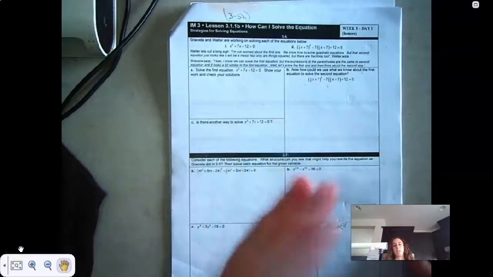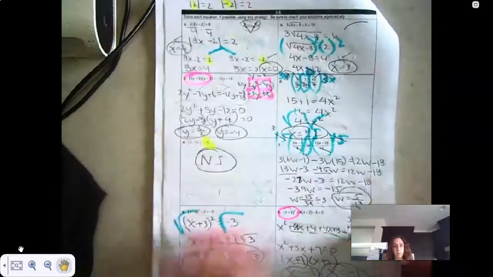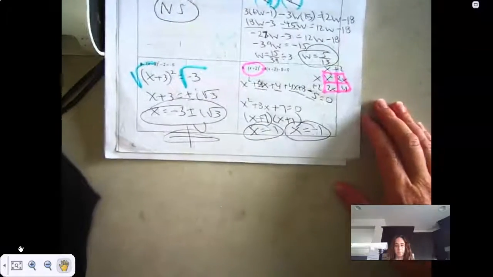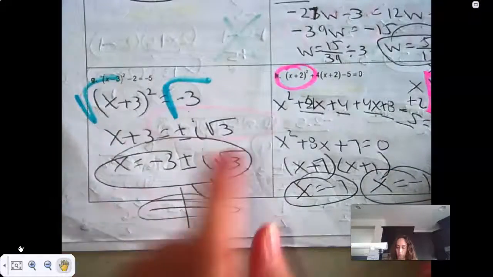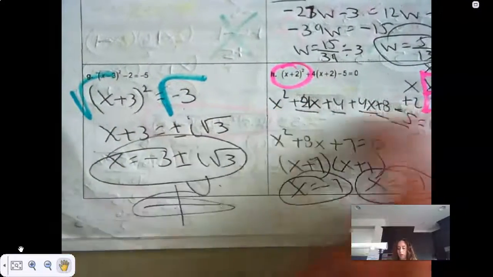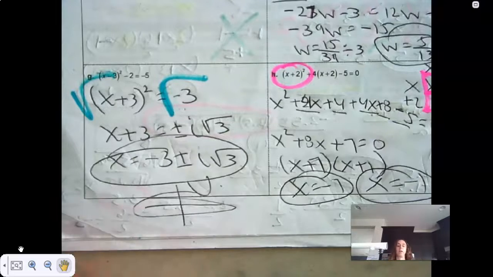So this is just an extension of what we started last week. Let's look at what we did last week, and I want to focus specifically on letter H. We did all of these; they were solving for x. Let's look at this one right here. We boxed it out, we simplified, and we got -7 and -1.